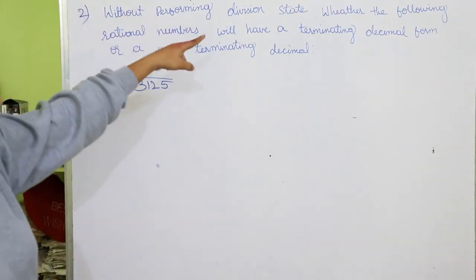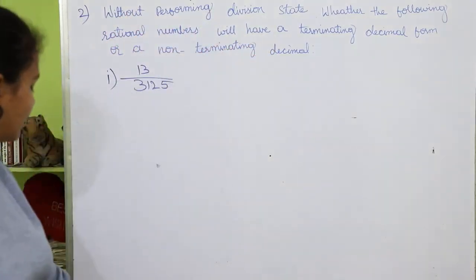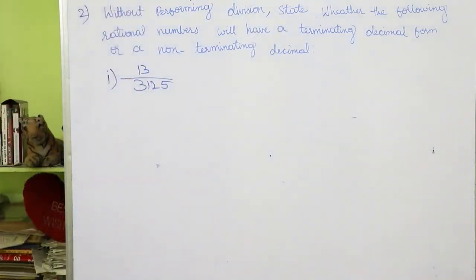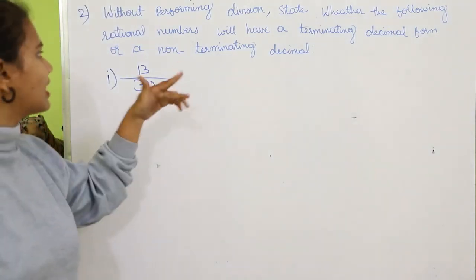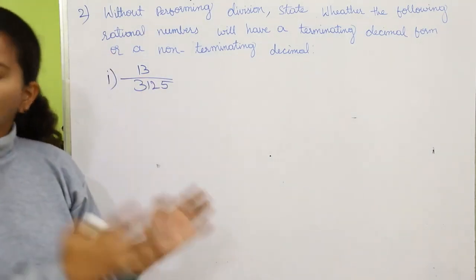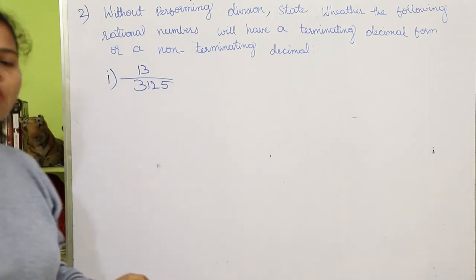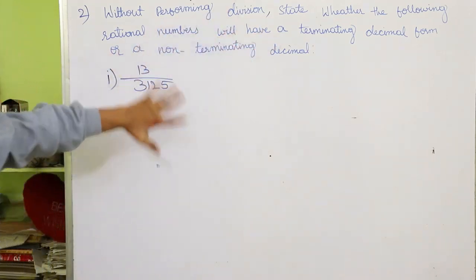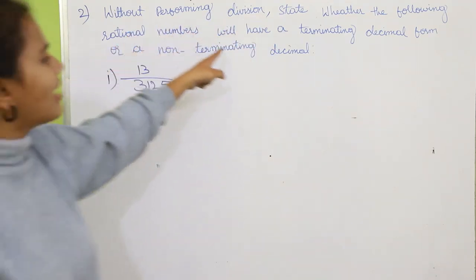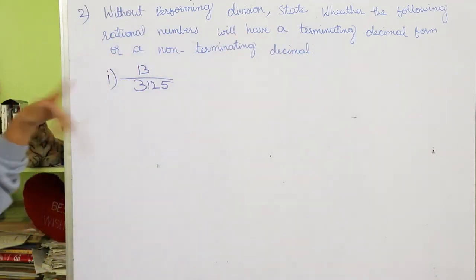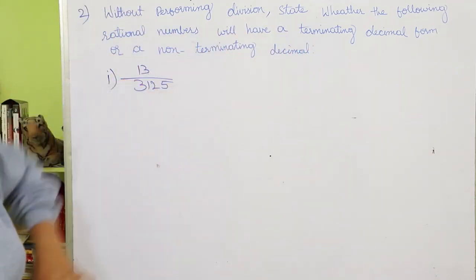Hey guys, let's start with the second one. Without performing division, state whether the following rational numbers will have a terminating decimal form or a non-terminating decimal. Okay, so guys, here we have without performing any division. Actually, in the first question we performed division and stated whether those are terminating or non-terminating decimals. But now, without performing division, state whether the following rational numbers will have a terminating or non-terminating decimal.